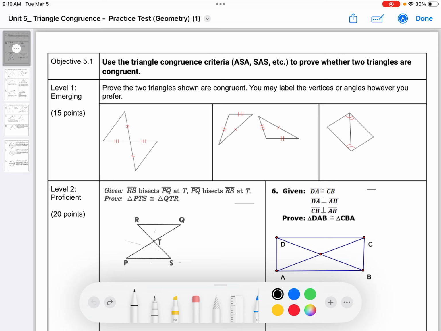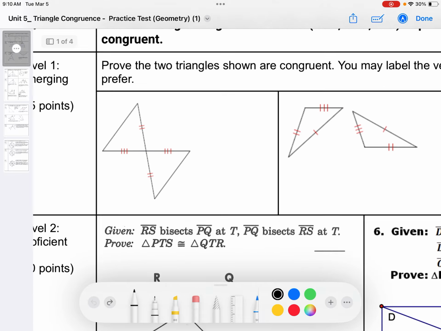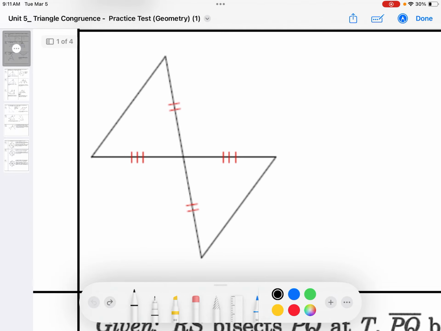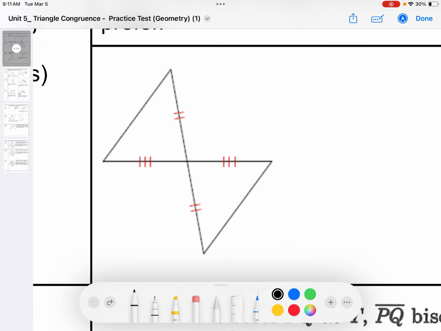All right, folks, this video is on how to solve Objective 5.1's problems all the way from level 1 to level 3. For level 1, prove the triangles shown are congruent. In level 1, I'm not going to be expecting you to do more than just cite what theorem you're using.